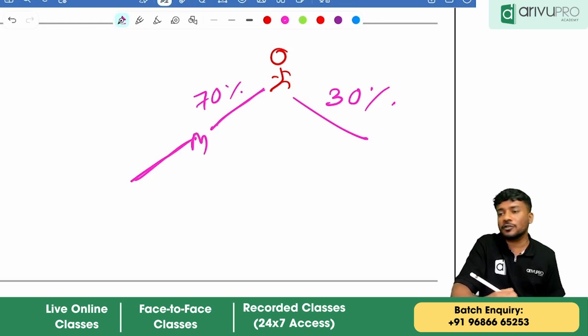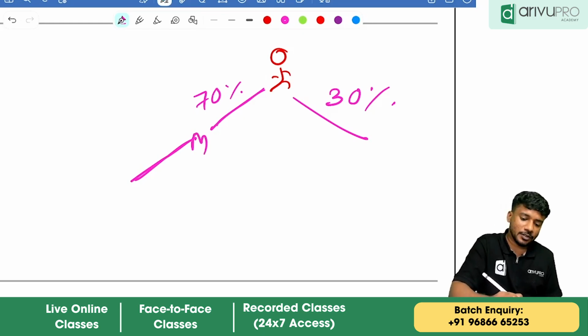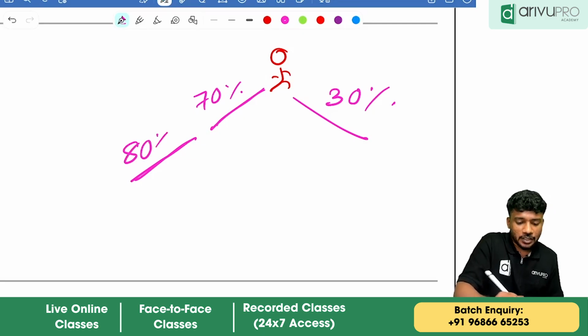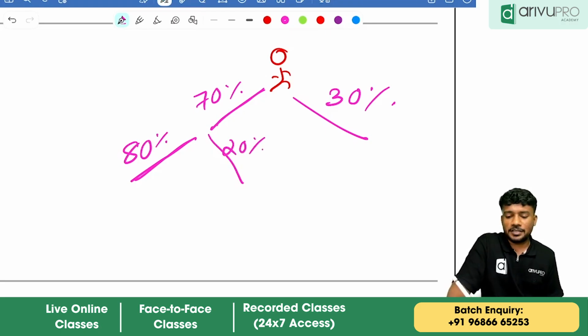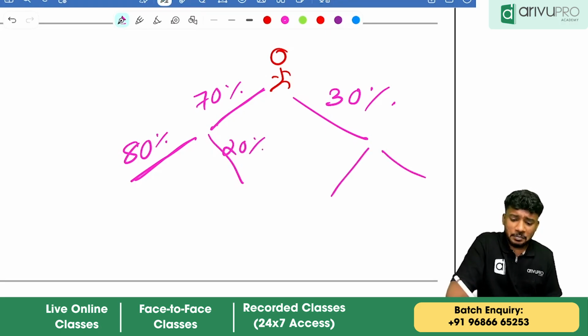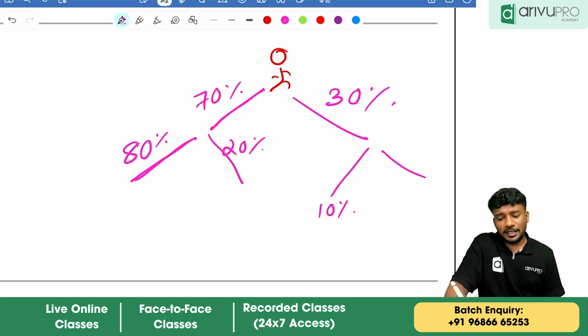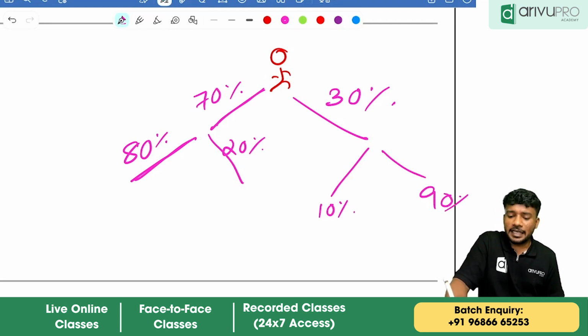Getting married to the pink girl, we will say getting married is around 80%. Then not getting married is 20%. Then you can tell me, does not like and getting married is around 10%. Then does not like and not getting married is 90%.